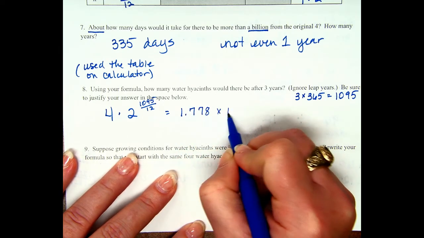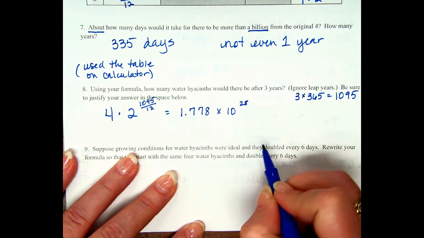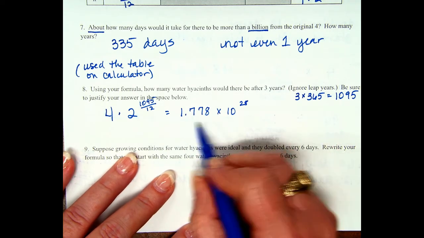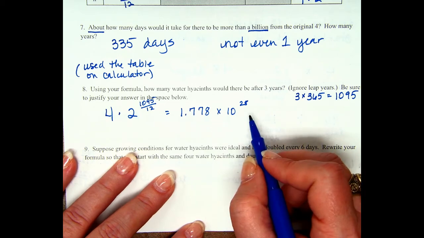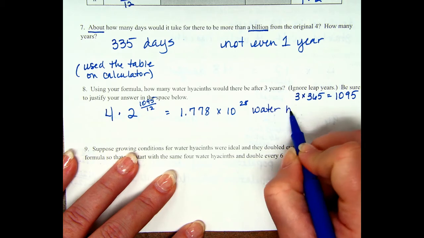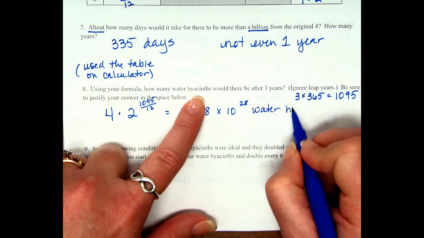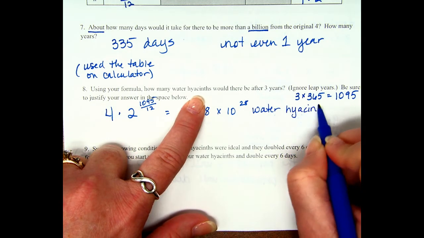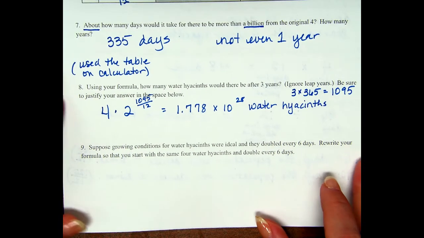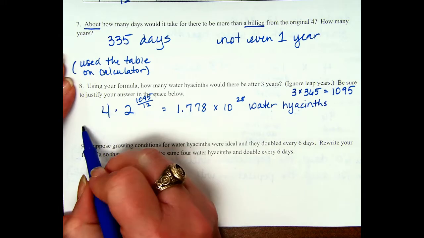1.778 times 10 to the 28th. I need a label on this answer though to make it make sense. You just want me to spell it, don't you? Hyacinths. Okay, let me make sure you understand what this answer looks like.